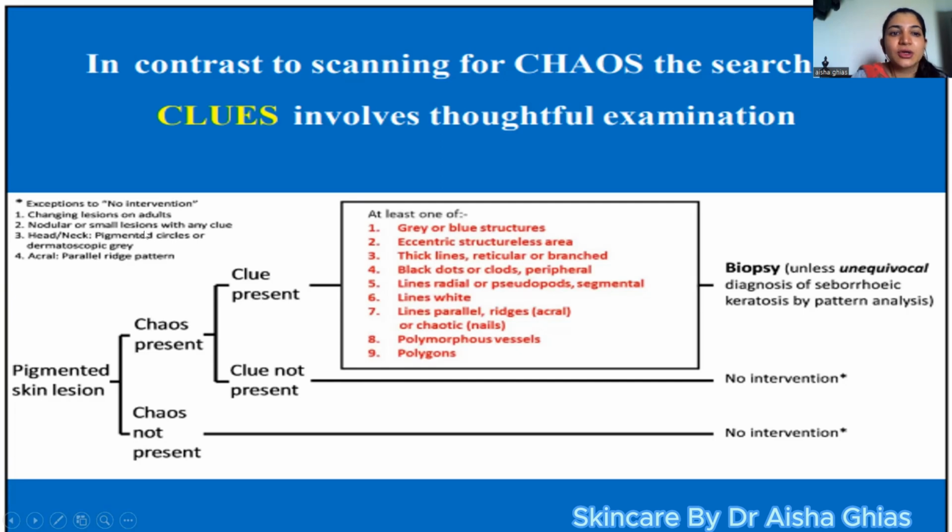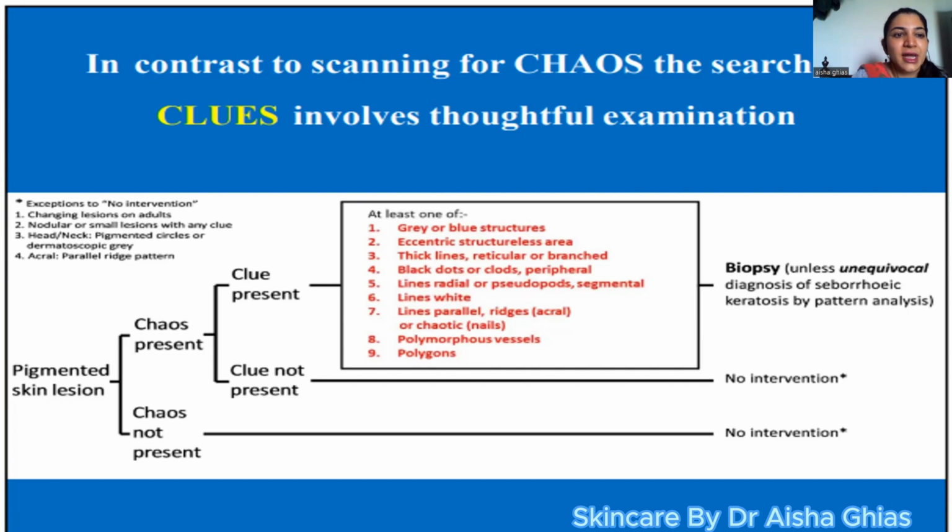Secondly, nodular or small lesions with any clue. If there is any clue and the lesion is nodular or small, then you should take it out. Nodular means that the activity is there, that the proliferation is there, so you should take it out.